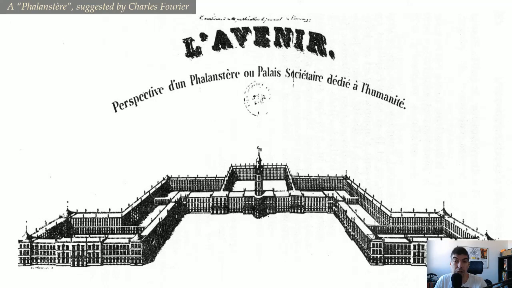Some projects aimed to improve the conditions of the working class, and these ideas came from some people called the utopian socialists. This is a phalanstère, un phalansterio, which was suggested by Charles Fourier. This is some kind of commune in which around 1,000 people worked and lived together with good conditions, by Charles Fourier.